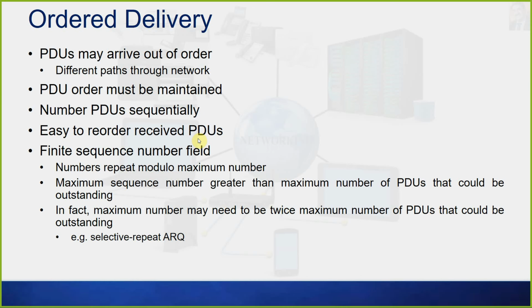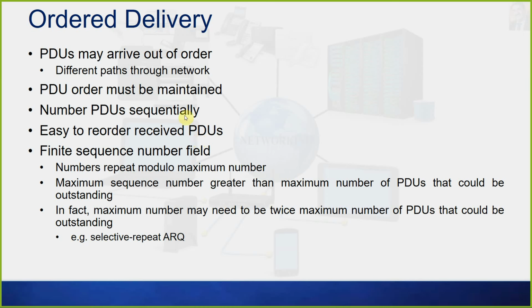Then we have ordered delivery. Protocol data units may arrive out of order because of different paths through the network. Imagine, visualize the example I quoted: shifting house from Delhi to Bangalore. Three different containers or three different trucks carrying my household stuff. They may arrive at different times.